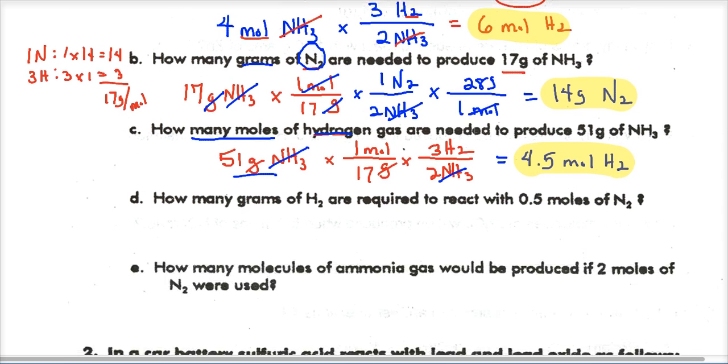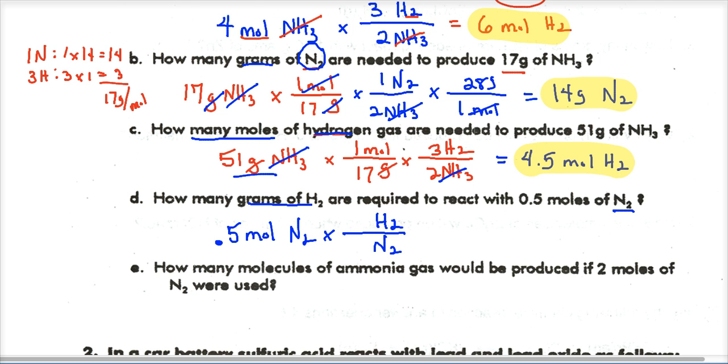Straightforward. Letter D, how many grams of H2 are required to react with 0.5 moles of N2? Put down the information given to you, 0.5 moles of N2. Now they want grams of H2. But you gave me moles of N2. So I can take this moles of N2 and times it directly by the mole ratio. I'm going to get rid of N2 to get my H2.